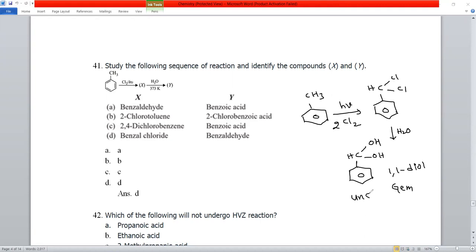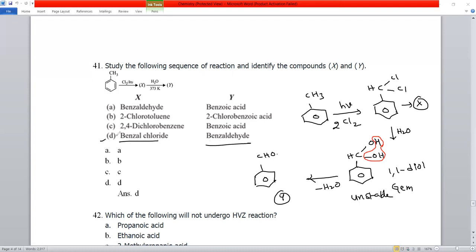Geminal diols are unstable. So immediately it will undergo elimination of a water molecule. We have to remove the water molecule from this area, and we'll get the respective aldehyde. So what are we getting here? Aldehyde, benzaldehyde. So this is the compound X and this is the compound Y. Compound X is benzal chloride and Y is benzaldehyde. So option D is the correct one. Option D is the correctly matched X and Y.